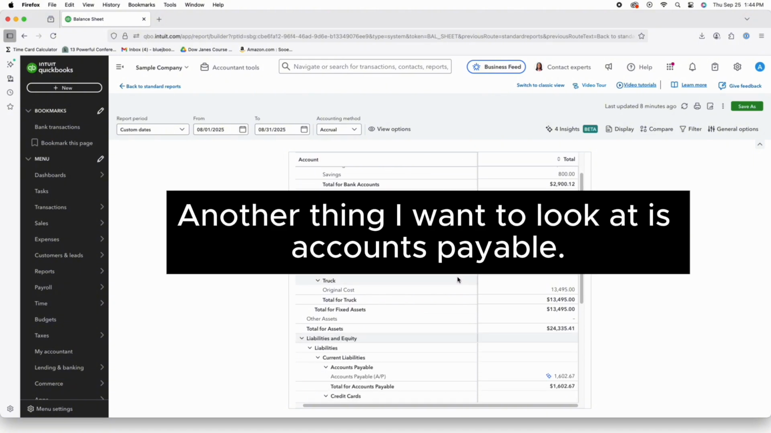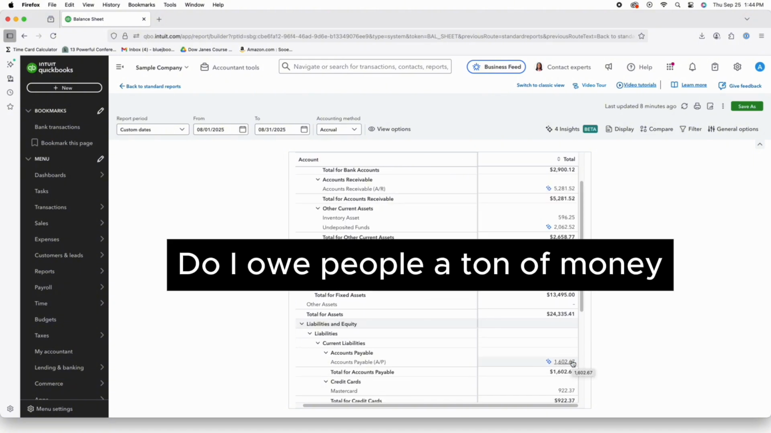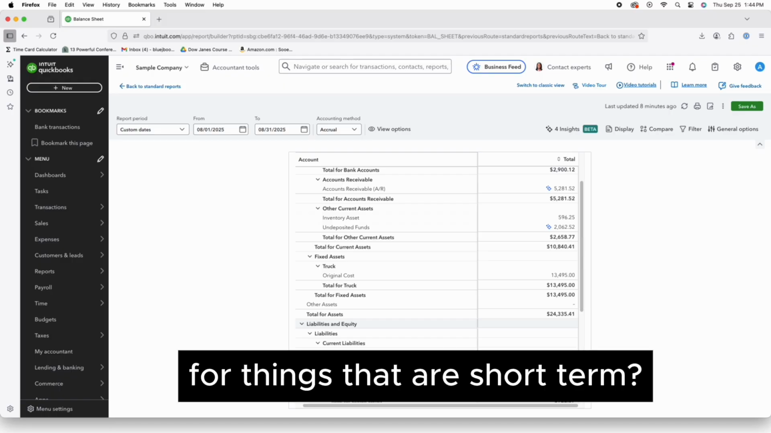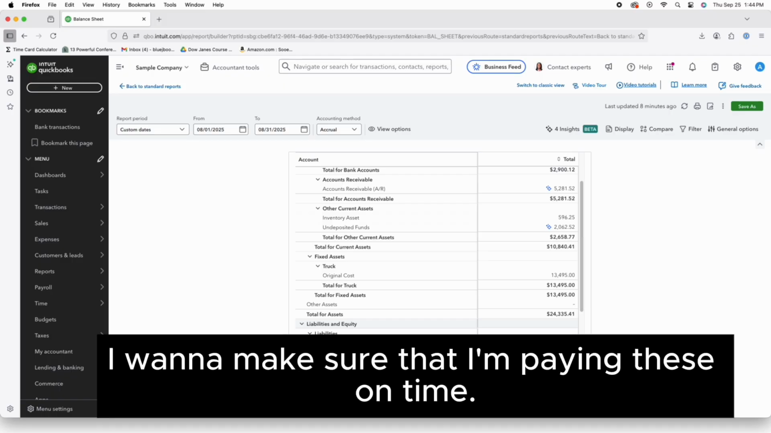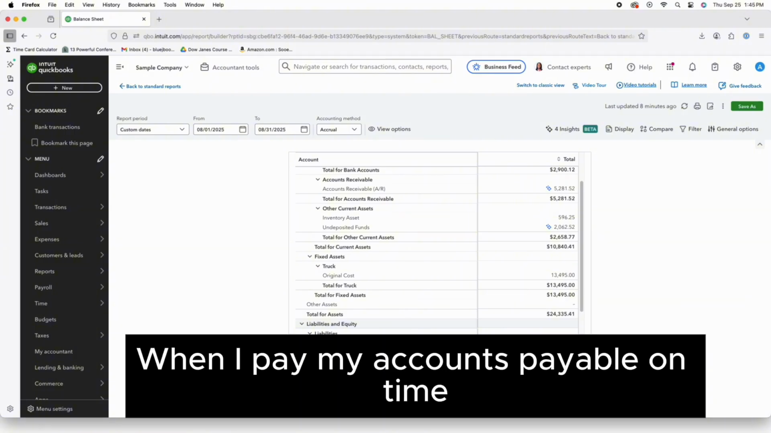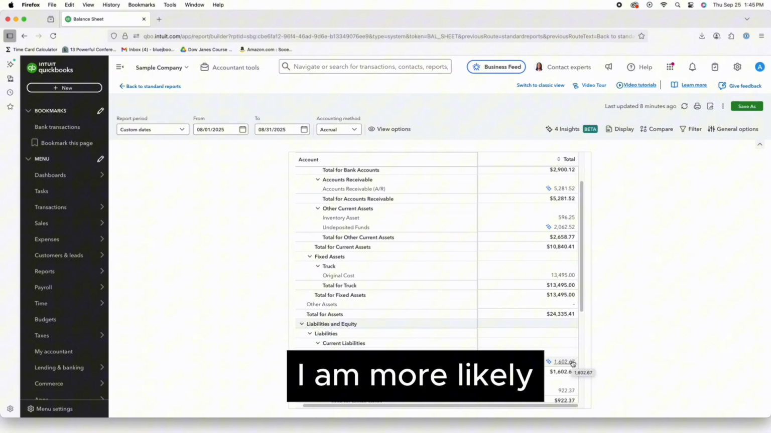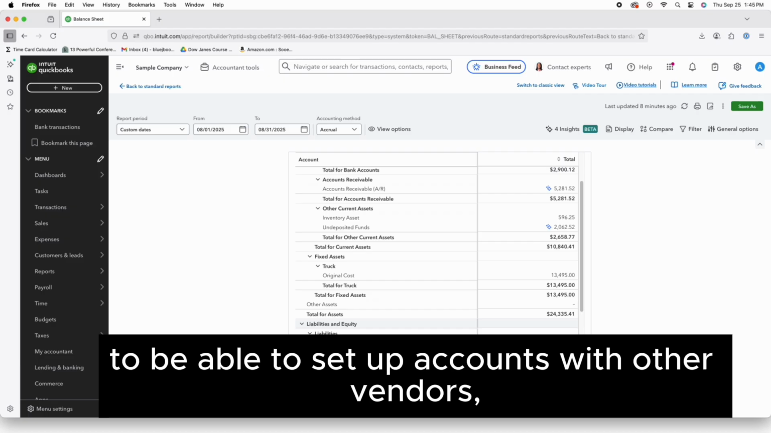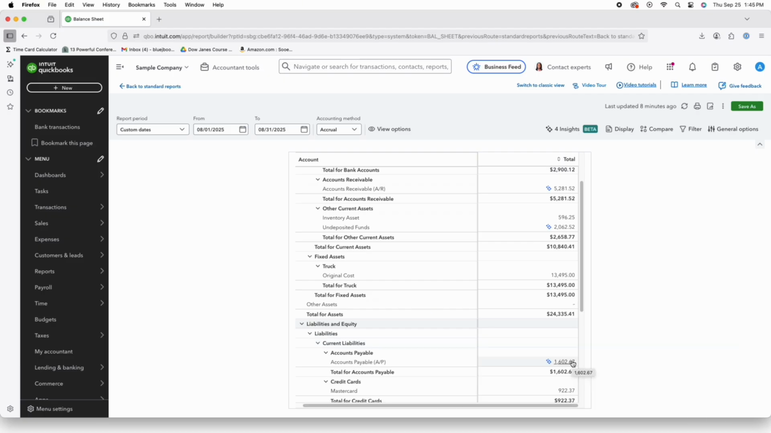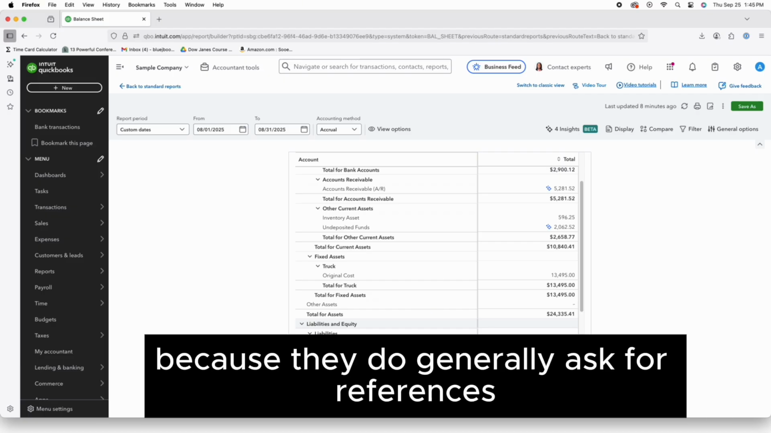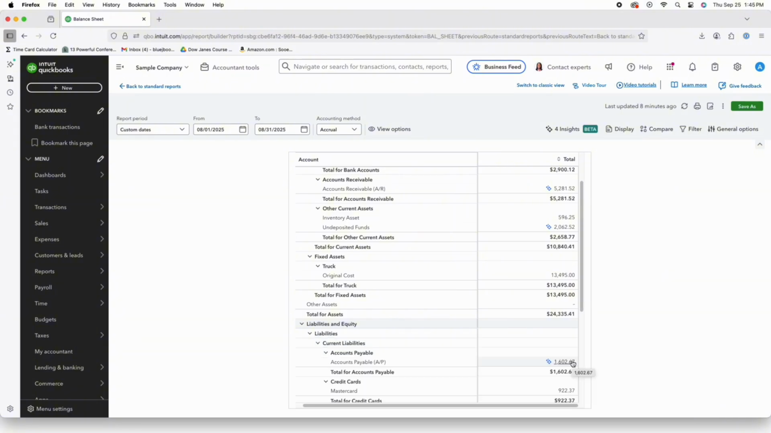Another thing I want to look at is accounts payable. Do I owe people a ton of money for things that are short term? I want to make sure that I'm paying these on time. When I pay my accounts payable on time, I am more likely to be able to set up accounts with other vendors because they do generally ask for references when you're setting up with vendors.